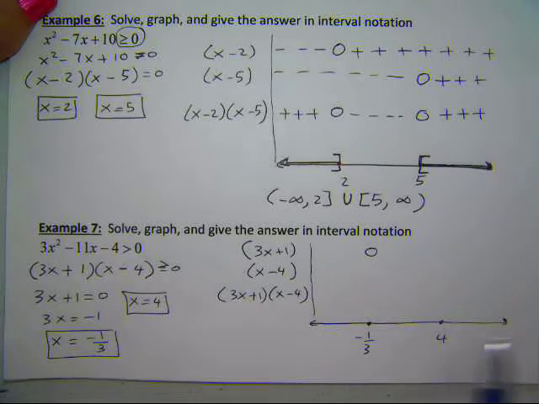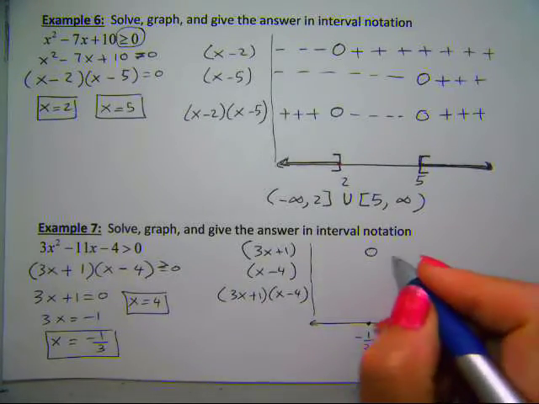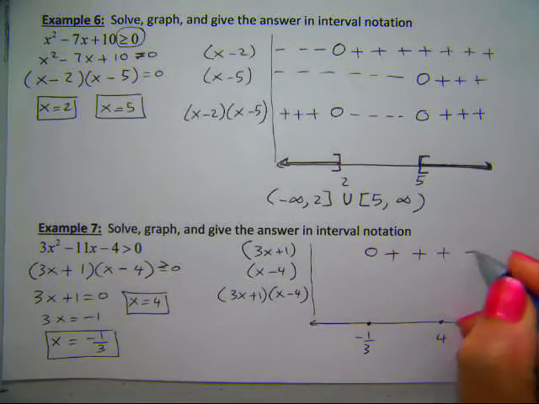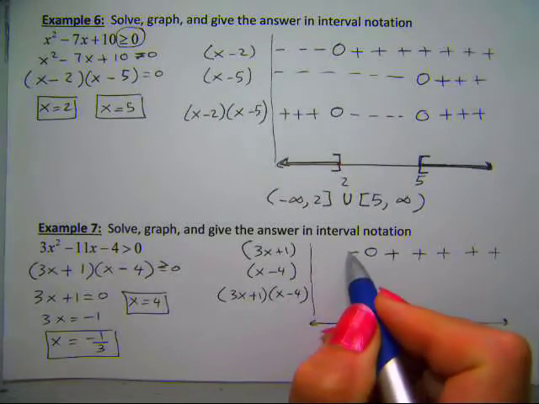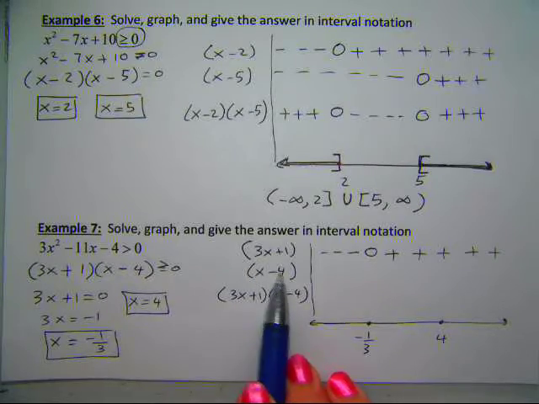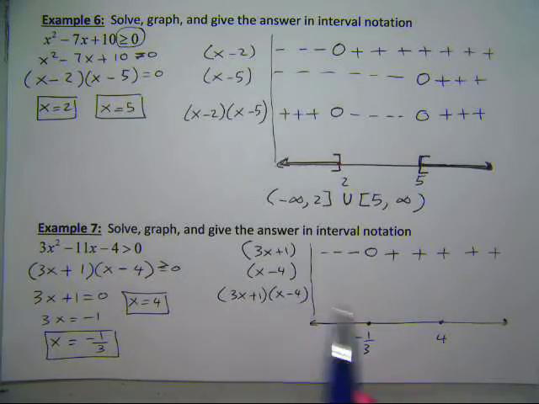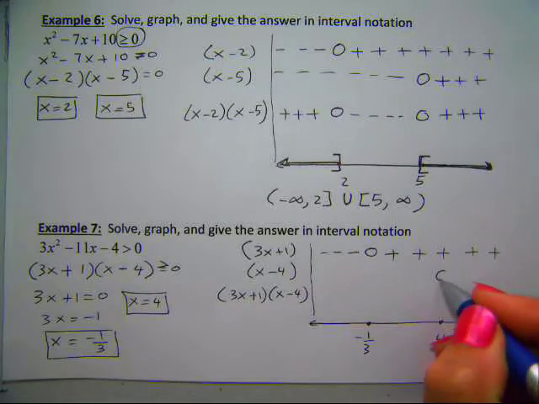Any test point? 6. 3 times 6 is a big number, plus 1 is a positive number. See how I didn't even care what that value is, because all we care about is positive or negative. So if one side is positive, the other is automatically negative. X minus 4, this factor is equal to 0 when x is 4. 4 minus 4 is 0, so above, in front, you put 0.